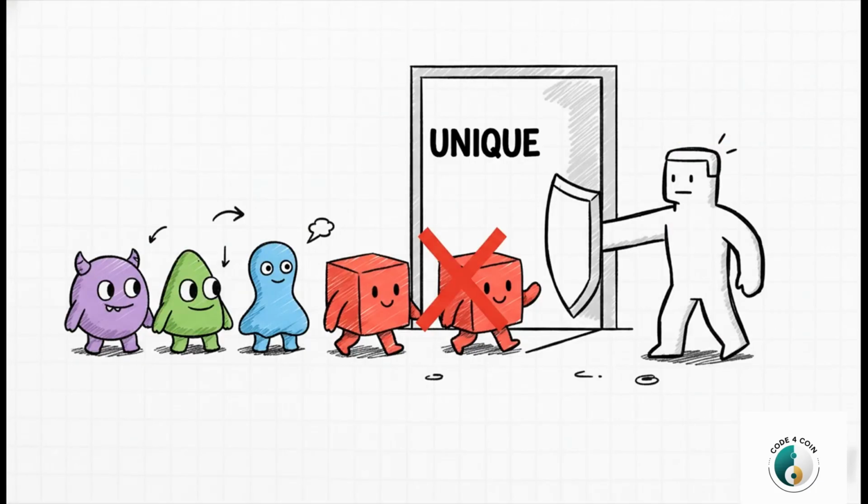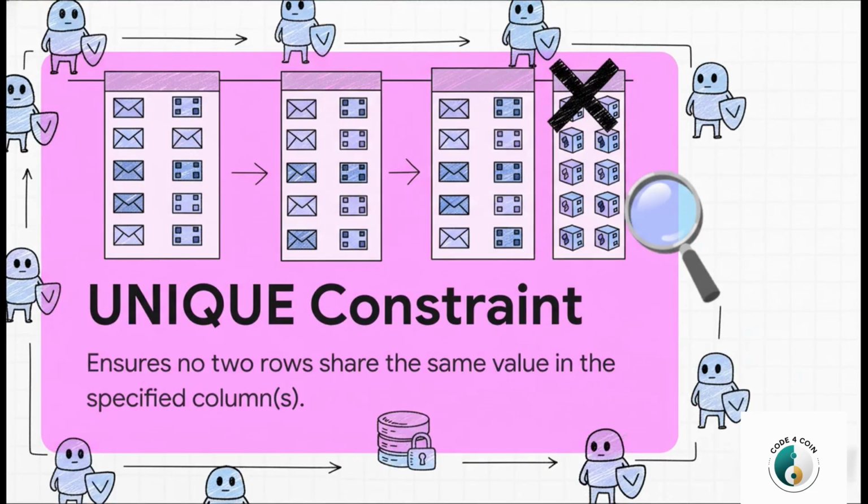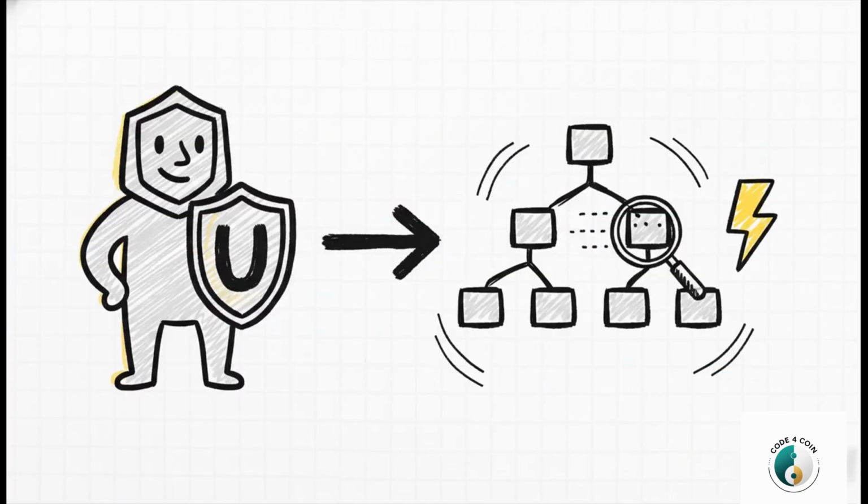All right, rounding out our basic patrol, we have the unique guard. Its entire mission is to prevent total chaos by making sure there are no imposters or weird duplicates running around in your data. And yeah, just like its name suggests, this guard stops duplicates in their tracks. It patrols a column and makes sure every single value is one of a kind. This is absolutely perfect for things like user emails or unique product codes, where having two of the same would just break everything. Now, here's one of the coolest parts about this particular guard. It doesn't just protect your data, it actually makes your database faster.